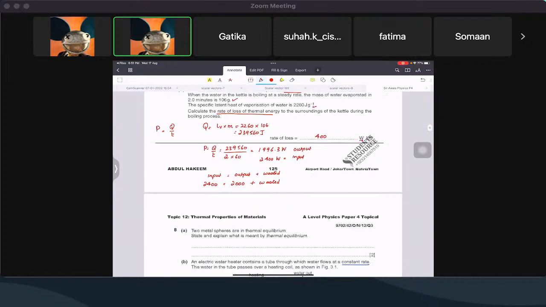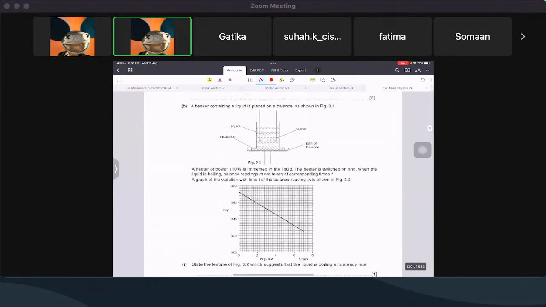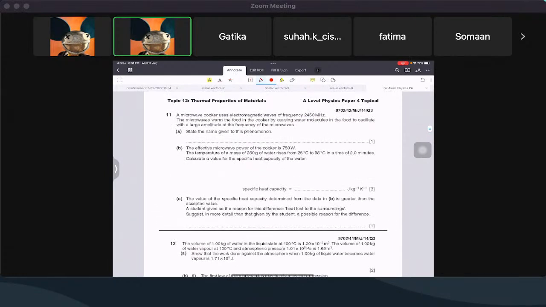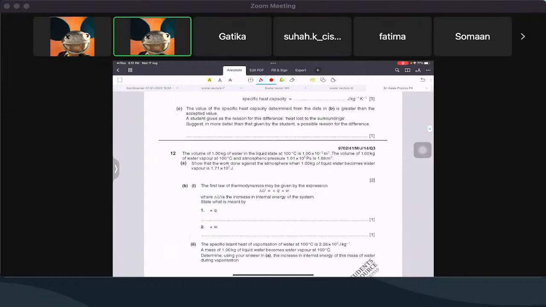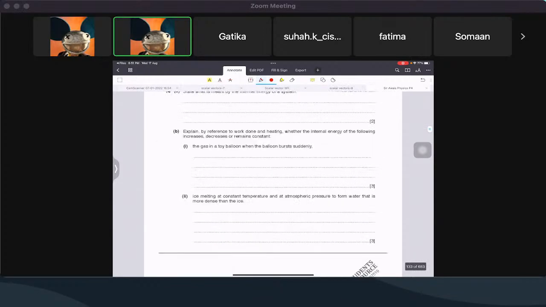Let's look at another question then. I want to find a very, well, this is not the one I want to look at. The effective microwave power is this, the temperature rises to this in 2 minutes, calculate the value of the specific heat capacity. This is very simple, you can actually do it with one equation, I think. Can you do it or should I do it? There's just one equation, Q is equal to m c delta theta, because the temperature is changing, right? I want to basically do one difficult one that I can't find so easily here. Wait.